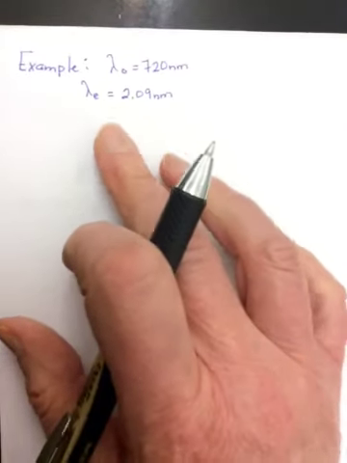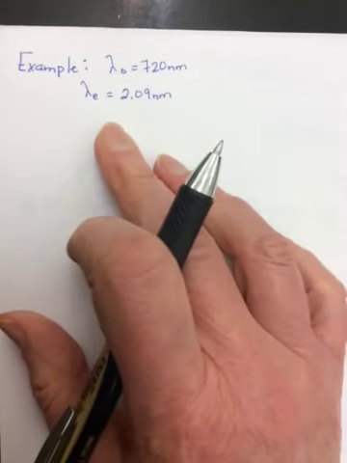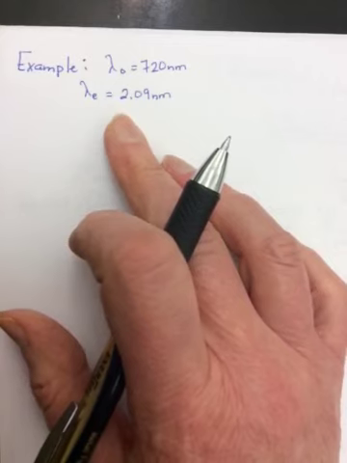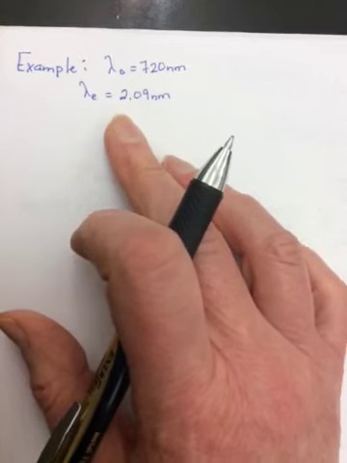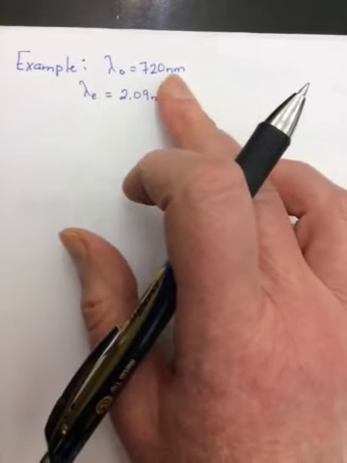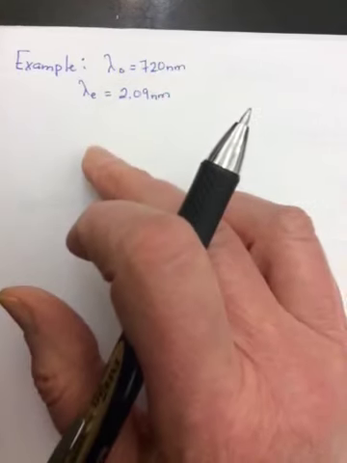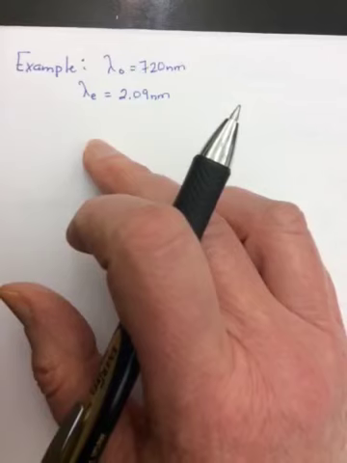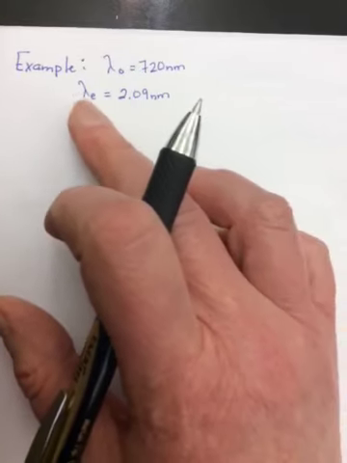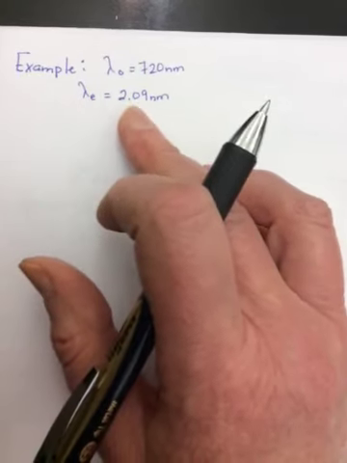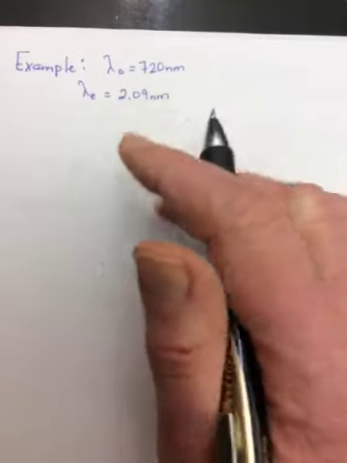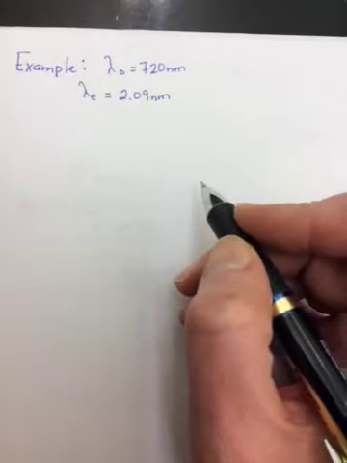Okay, so our last day together in class, I gave you this example to work on, and then we ran out of time before the bell. So the question was, light strikes a photoemissive surface whose threshold wavelength is 720 nanometers, so lambda O is 720 nanometers. The electrons emitted have a wavelength of 2.09 nanometers, so lambda of the electrons is 2.09. And then the question is, what is the color of the light?